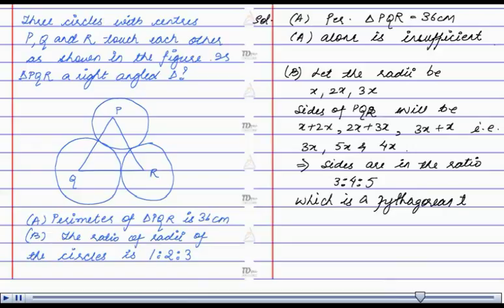And hence triangle PQR is a right triangle. Therefore, statement B alone is enough to answer the question. So, the correct answer is option number 2.